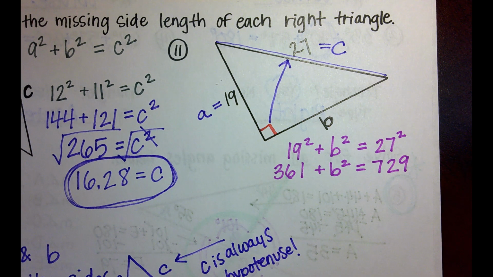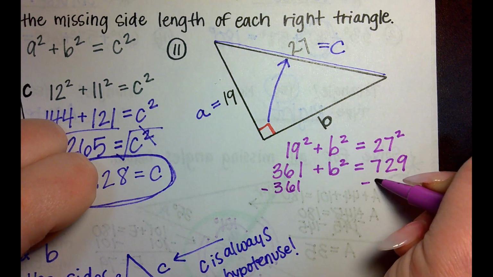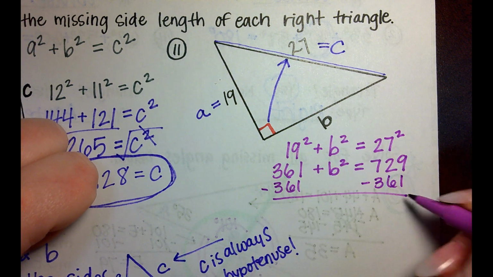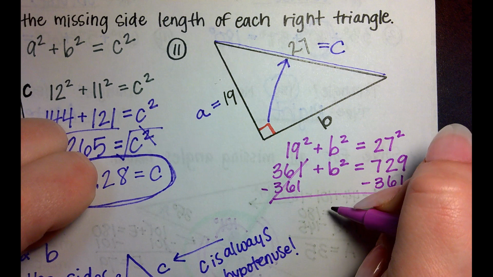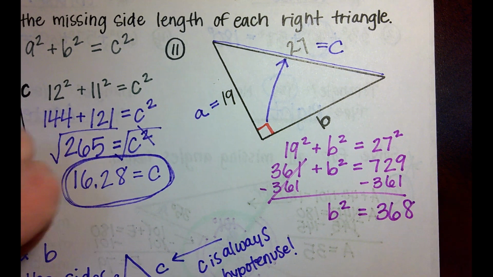Okay, so now what do I do? You subtract 361 from 729. Good. 368. Okay, so I get B squared equals 368.